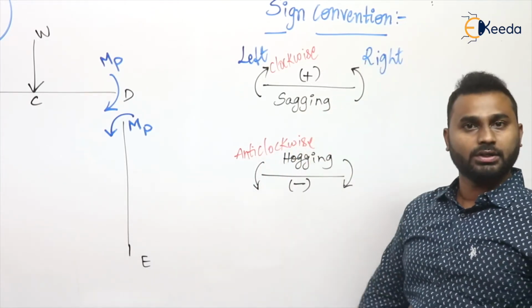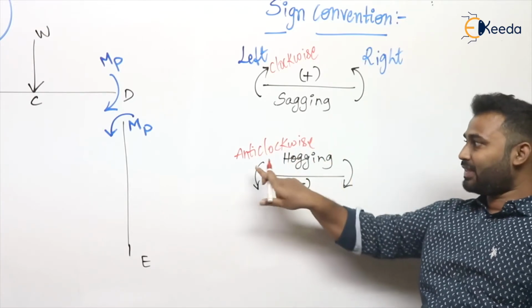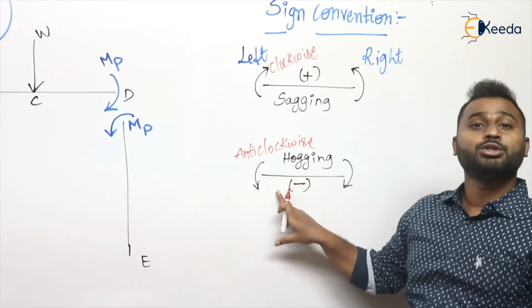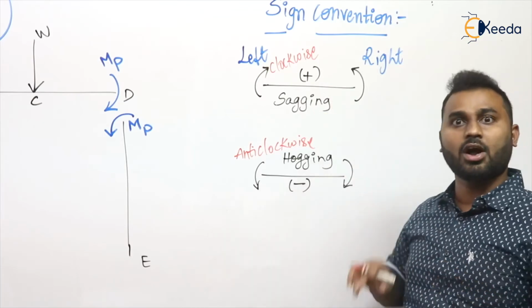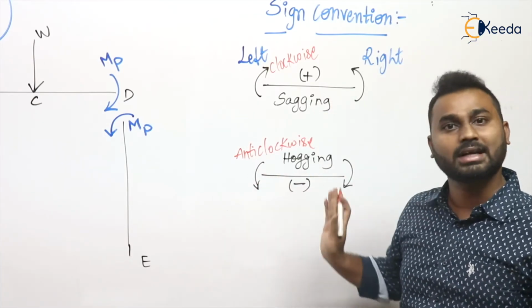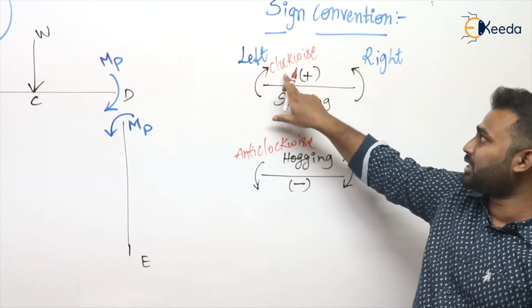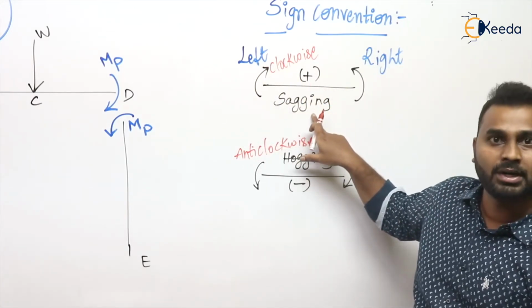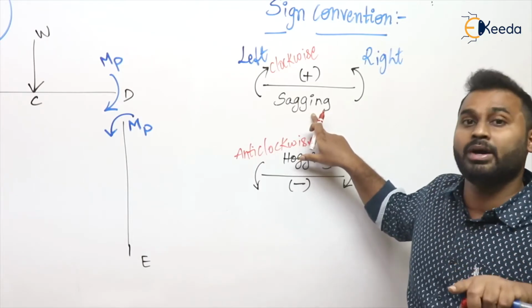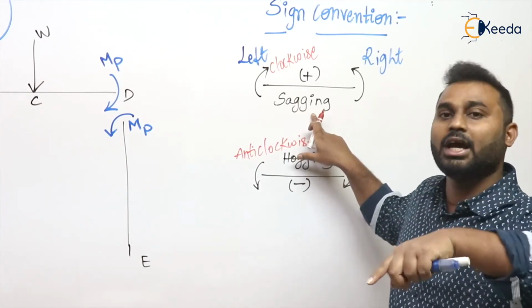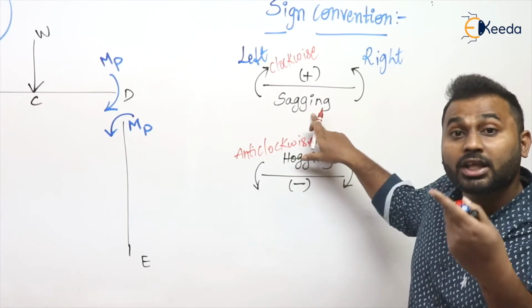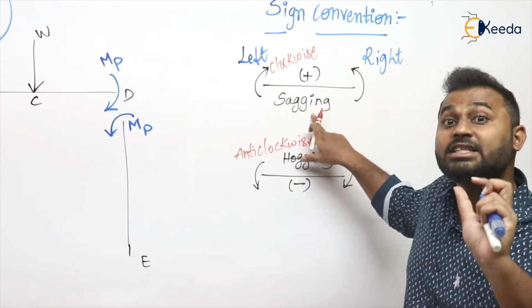Here it is anti-clockwise. So whenever we are considering from the left, anti-clockwise is negative, which means it tries to hog the structure or hog the span. Hence it is negative. Is that clear, everyone? Once more, whenever you are considering from the left, if the moment is clockwise, then it is a positive bending moment. A positive bending moment tries to sag the structure. Hence, in drawing the bending moment diagram, we consider it as positive.